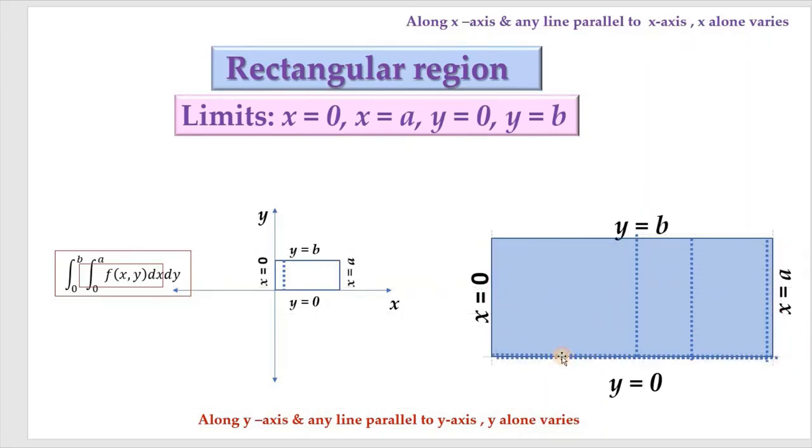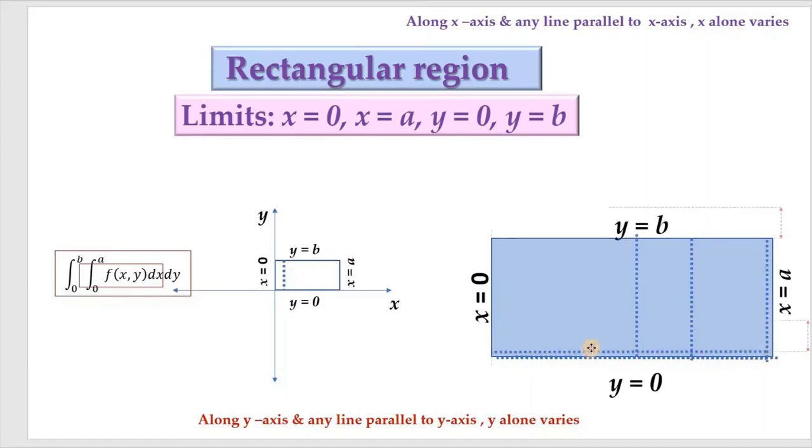So what is the initial point in this? In this case, the initial point lies on this line, and the end point lies on this. When it moves like this, it varies parallel to the y-axis; y alone varies. You have to give the limit for y: y is equal to 0 to b. And when you want to cover a single line, you give the limit for x: x has to range from 0 to a.